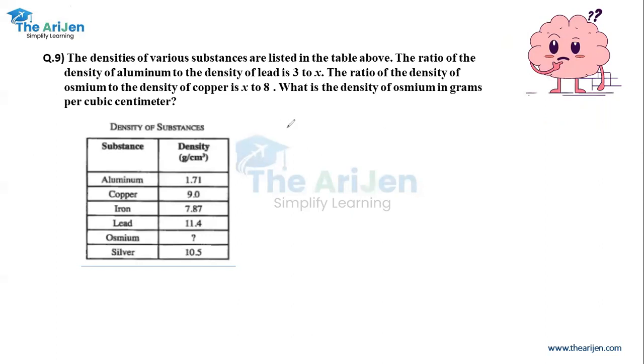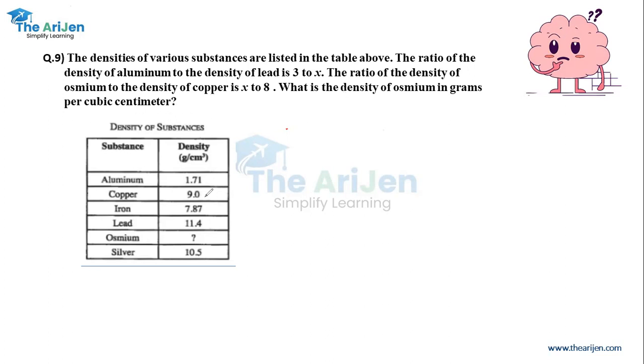So yeah, here we have the details and the chart itself. As you can see, it says that the densities of various substances are listed in the table below, and the ratio of the density of aluminum to the density of lead is 3 to x. The ratio of the density of osmium to the density of copper is x to 8. What is the density of osmium in grams per cubic centimeter?